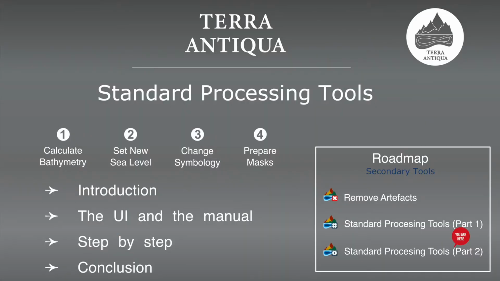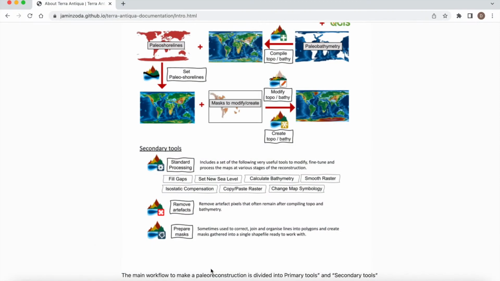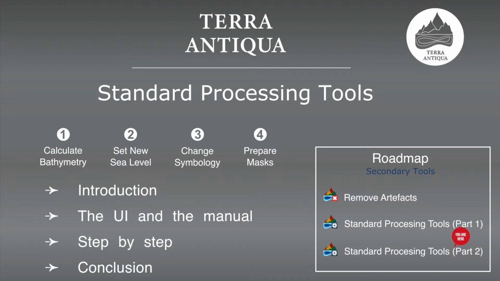This is the last video in the secondary tool series of the QGIS plugin Terra Antiqua to make paleoreconstructions. These are tools that don't belong to the main reconstruction workflow. They are dedicated to smaller tasks, complementary to the primary reconstruction, and can be used at different steps of the process. They are more numerous than the primary tools, but have a more limited functionality, so they are grouped in two videos. This is the second part.